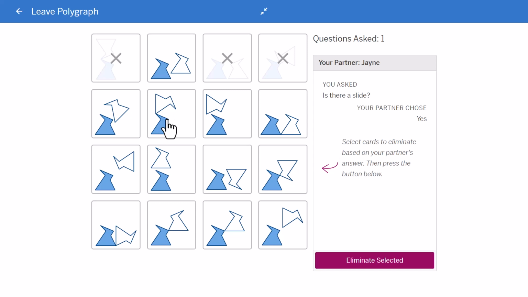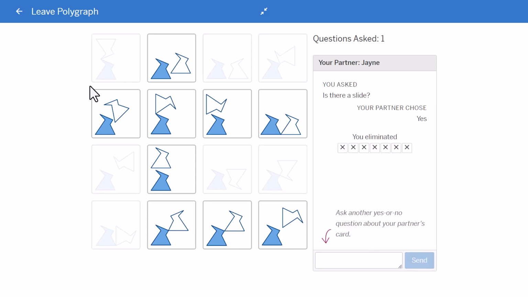These can get tricky. This might have a slide in it. I know this one has a slide. So I'm just going to go through and get rid of the ones that don't show any slide at all. This one looks like a flip. This one looks like a rotation. This one looks like it has a slide. That has a slide. That might have a slide. Okay, so I eliminated all of those, and I need to keep asking questions to narrow it down some more.